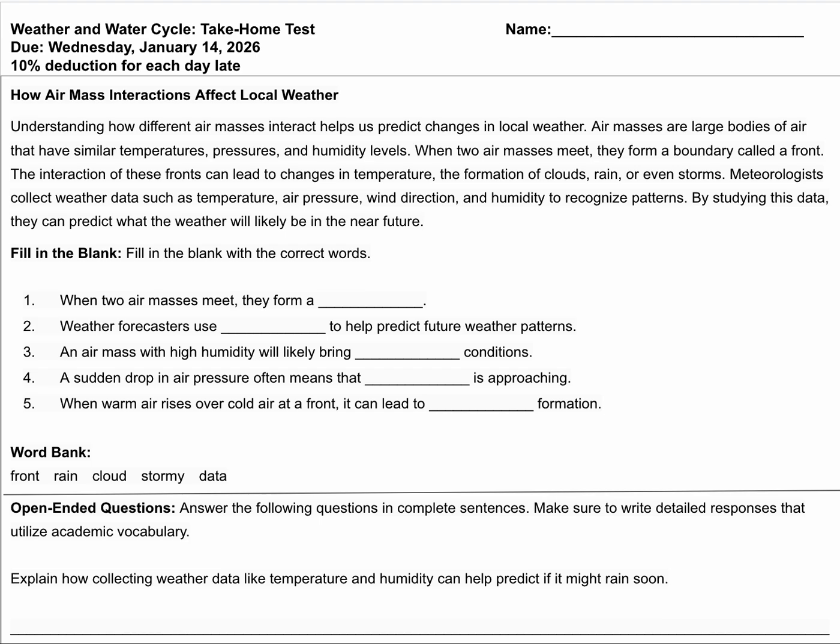Meteorologists collect weather data such as temperature, air pressure, wind direction, and humidity to recognize patterns. By studying this data, they can predict what the weather will likely be in the near future.